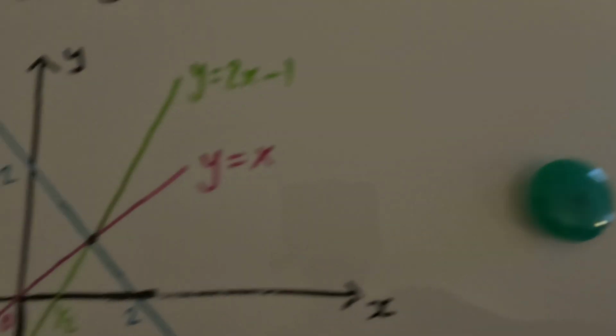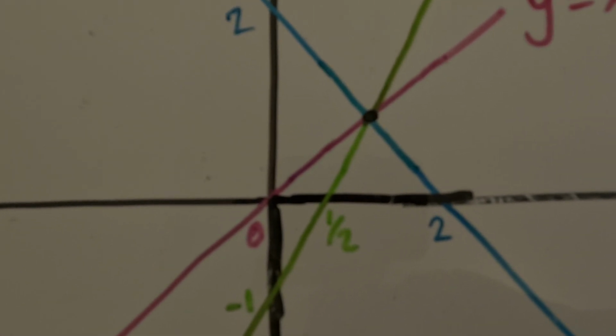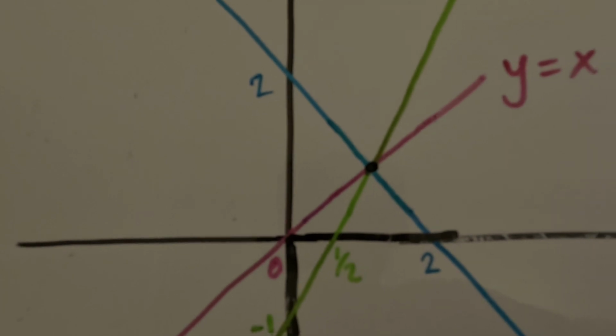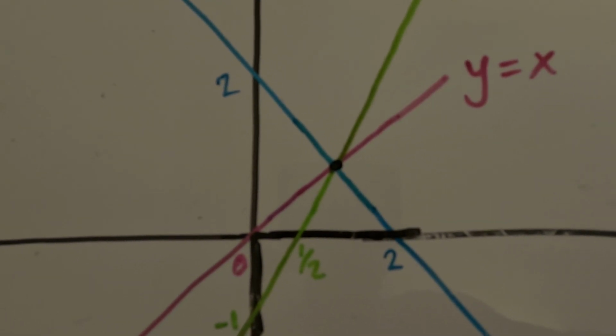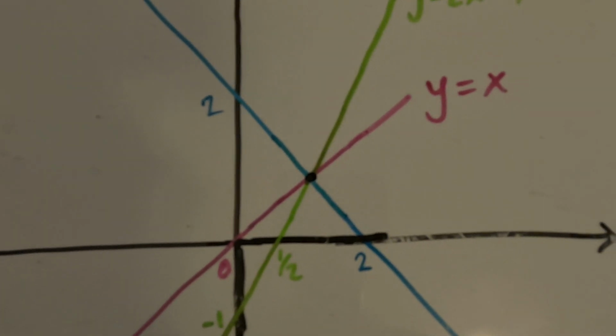And I've marked those on the graph. 0, a half, 2. You can see those. So for each we've got an x-intercept and a y-intercept, and we only need 2 points, and then we join them together to form a straight line.